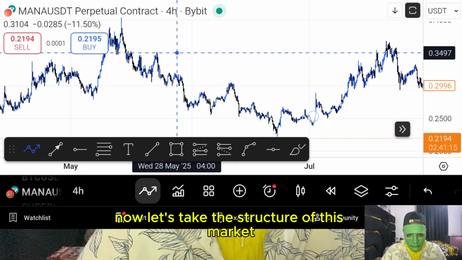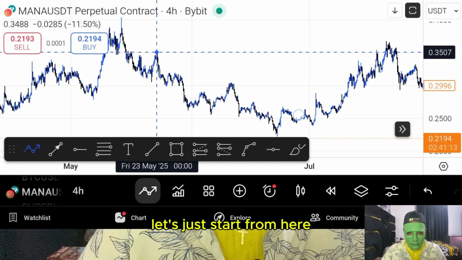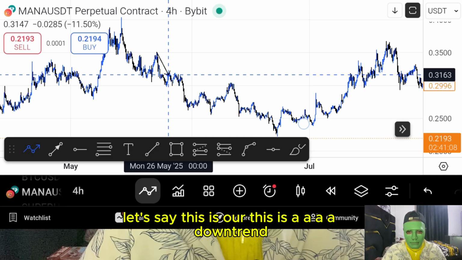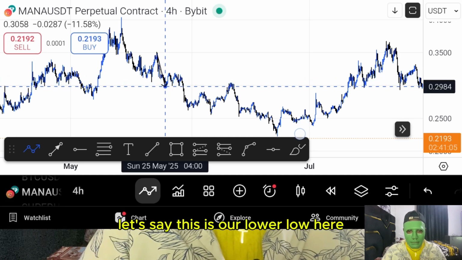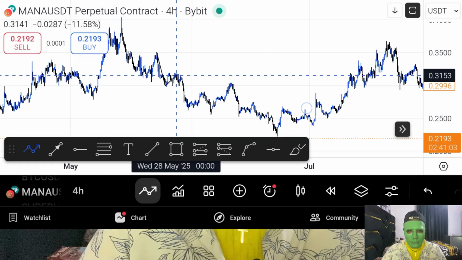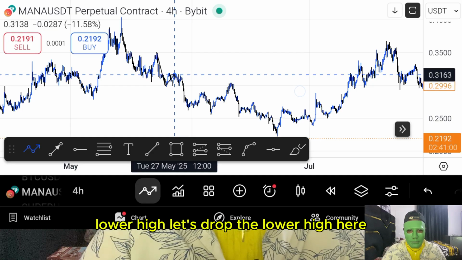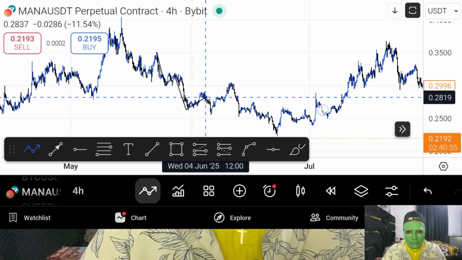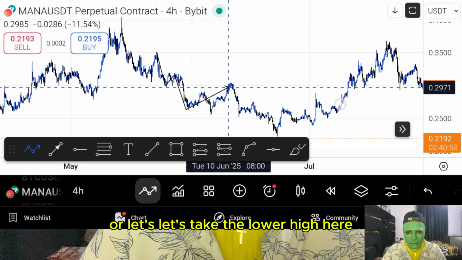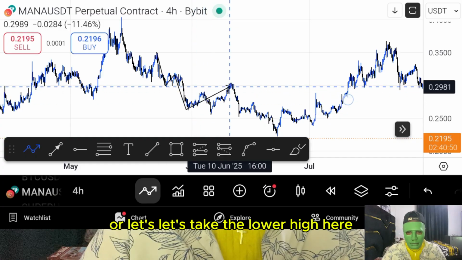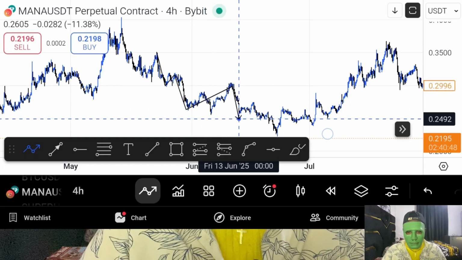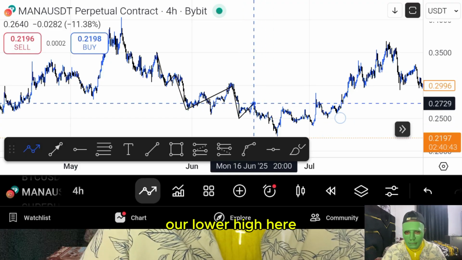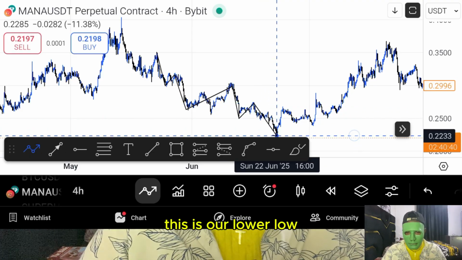Now let's take the structure of this market. Let's just start from here. Let's say this is a downtrend. Let's say this is our lower low here. This is our lower high. Let's drop the lower high here. Lower low here. This is our lower high. Or let's take the lower high here. This is our lower low. Our lower high here. This is our lower low.